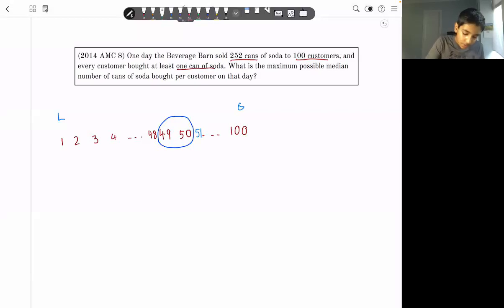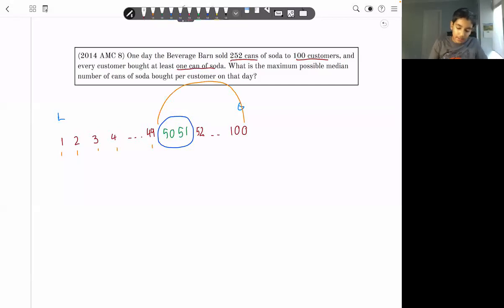But for now, we know that we want to minimize 1 through 48. Sorry, this should be 50 and 51. So we should minimize the first 49. How can we do this? We can just let them all be 1, so let's say they all have 1 can, because we don't really need them to have more than 1 can. If they had more than 1 can, that would make the number of cans that people 50 through 100 got less. So let's just give 1 can to all of the first 49 people.